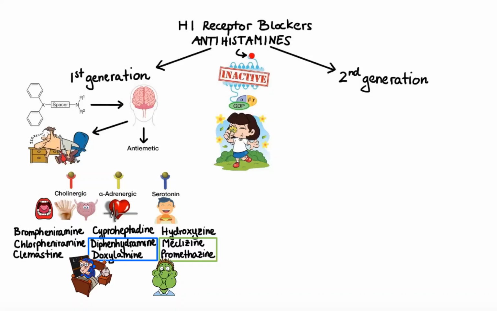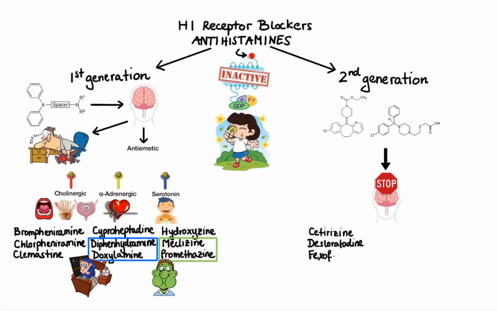Now, let's move on to the second generation H1 antihistamines. So, unlike the first generation, second generation agents have bulkier and less lipophilic structure. Therefore, they do not cross the blood-brain barrier as readily. Furthermore, they are much more selective for the peripheral H1 receptors involved in allergies as opposed to the H1 receptors in the central nervous system. As a result, second-generation drugs provide the same allergy symptom relief but with less side effects such as sedation. Examples of second-generation H1 antihistamine include cetirizine, desloratadine, fexofenadine, levocetirizine, and loratadine.